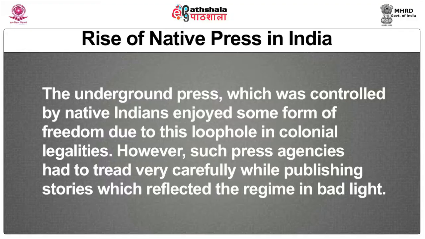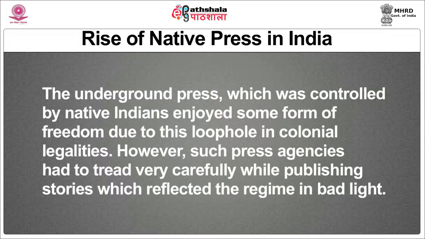Bailey's example showed that press laws were powerless dealing with Indian-born pressmen. This freedom allowed and paved the way for operating printing presses in India. As a result, the underground press, which was controlled by native Indians, enjoyed some form of freedom due to this loophole in colonial legalities. However, such press agencies had to tread very carefully while publishing stories which reflected the regime in bad light.